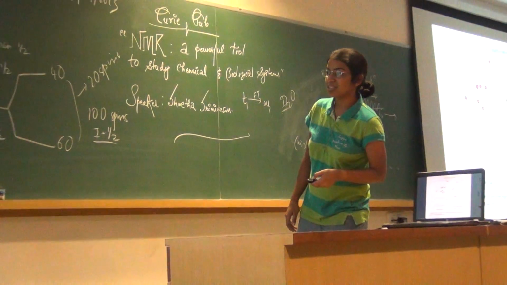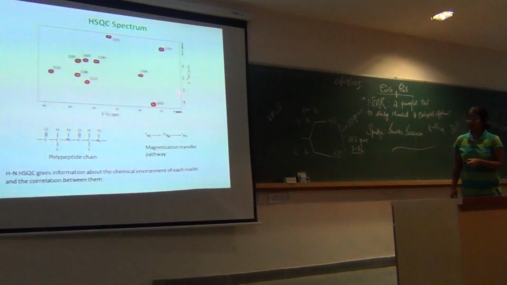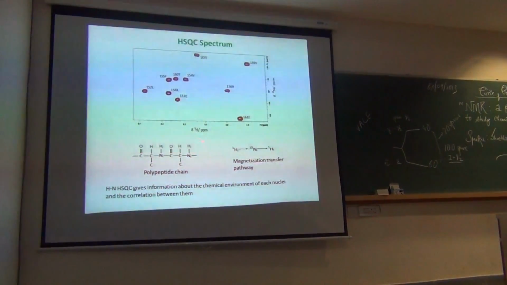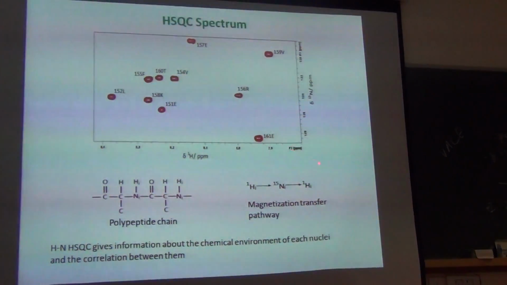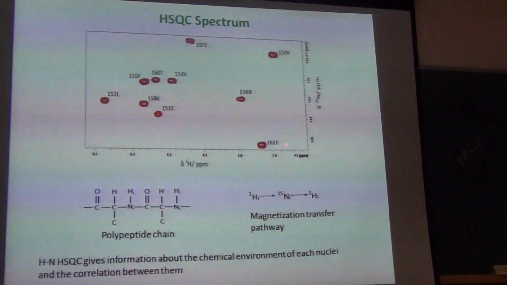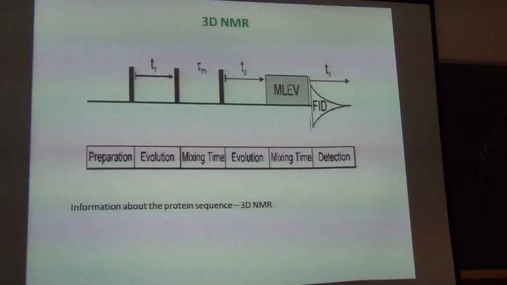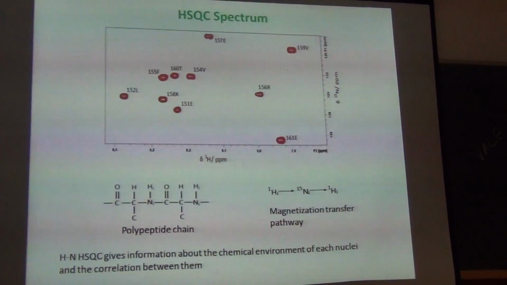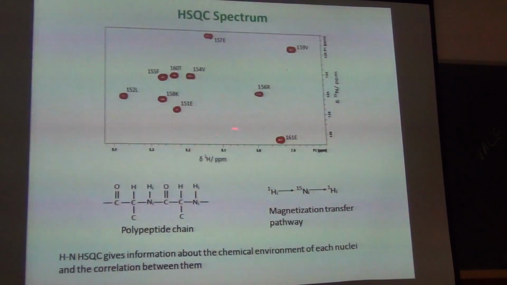So basically the HSQC gives us information about the chemical environment of each nucleus and the correlation between them. It tells me the Larmor frequency of the hydrogen and the nitrogen, and the chemical environment of each of these amino acids. Okay, so from the 2D NMR, what is the information we've got? If we find that this nitrogen is coupled to this hydrogen, then I go back to the Protein Data Bank and I can find out which amino acid this NH corresponds to.